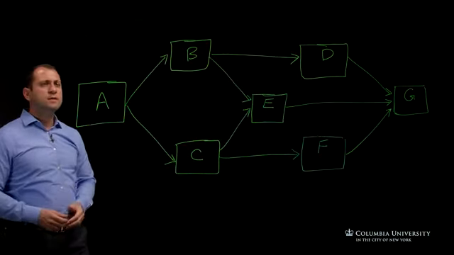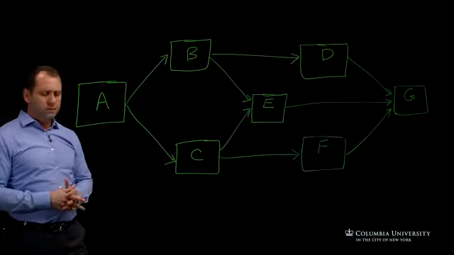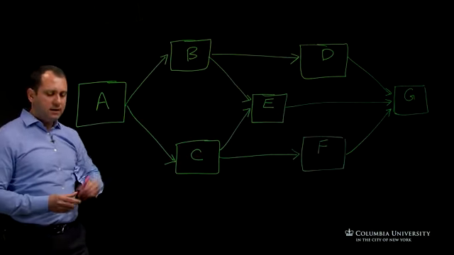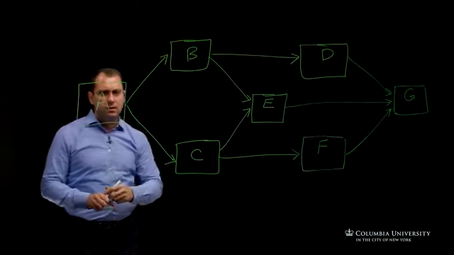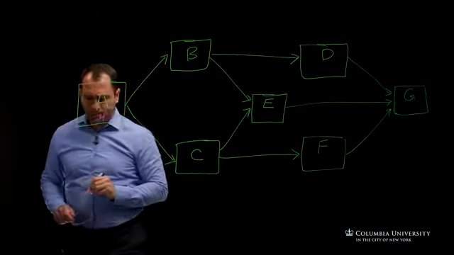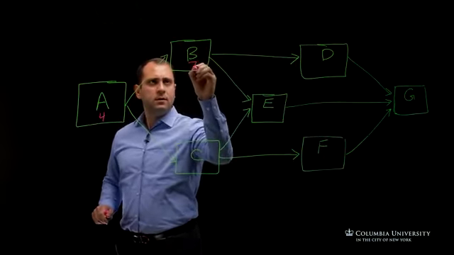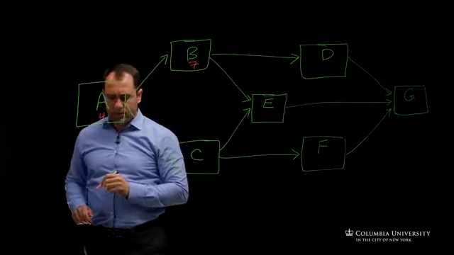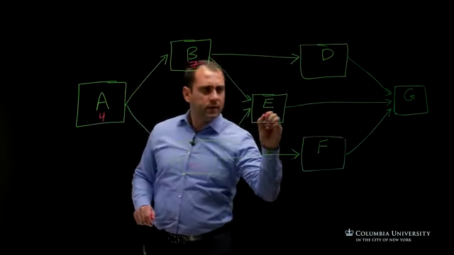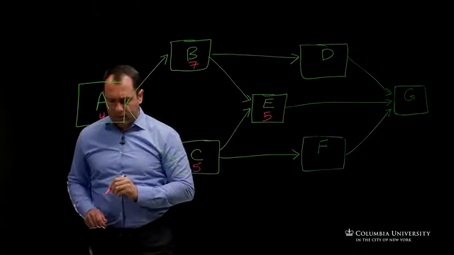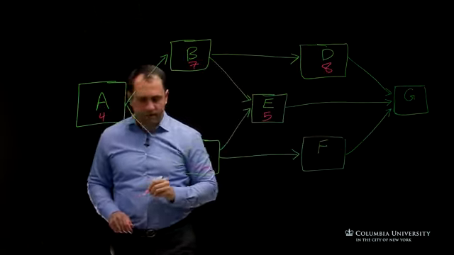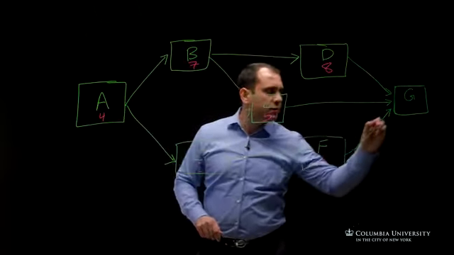So here's the activity on node. Let's put the durations: I think 4 here, 7 days, 5 for C, E also 5 days, D around 8 days, and then we have 2 days here and 1 day here.